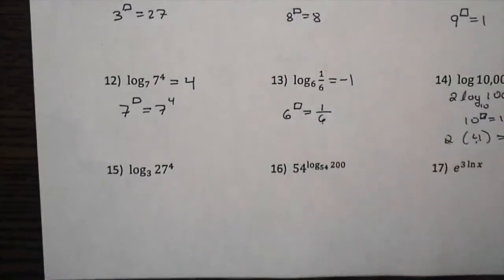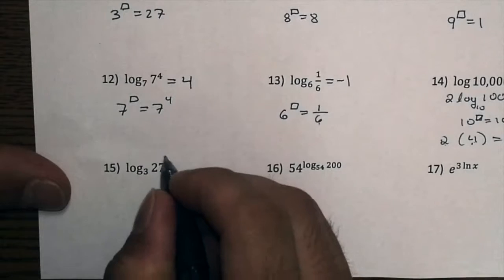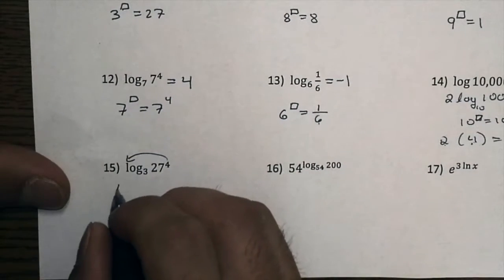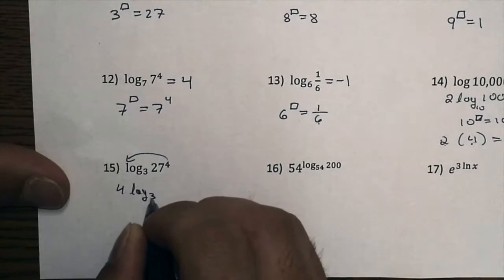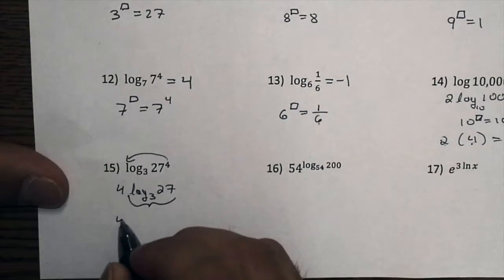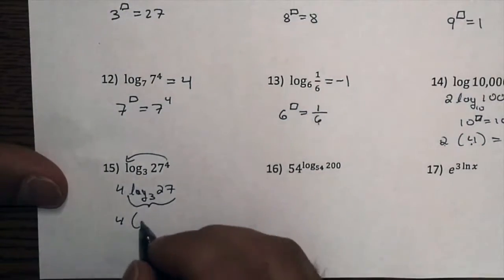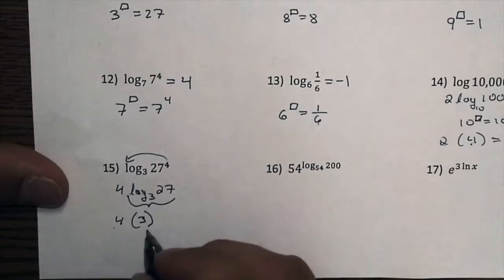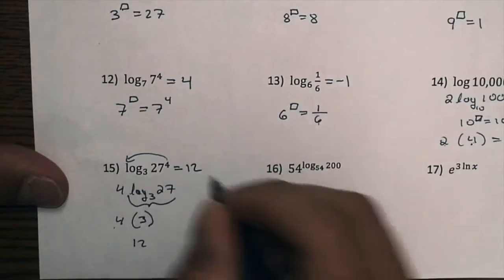Right? Down here, bring the 4 to the front. So we know this is equal to what? 3 to what power is 27? 3 to the third. 4 times 3 is 12. So this is just equal to 12.